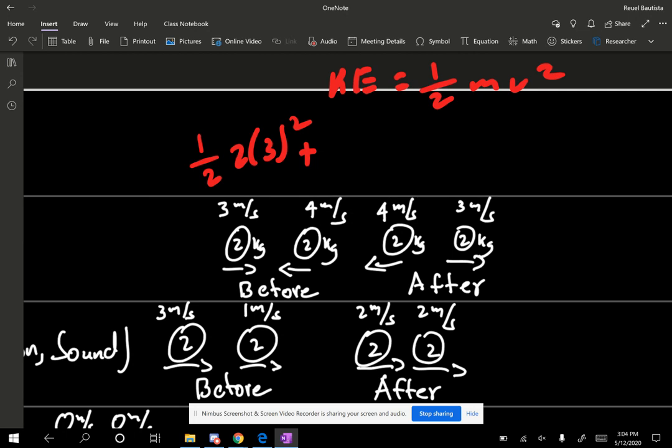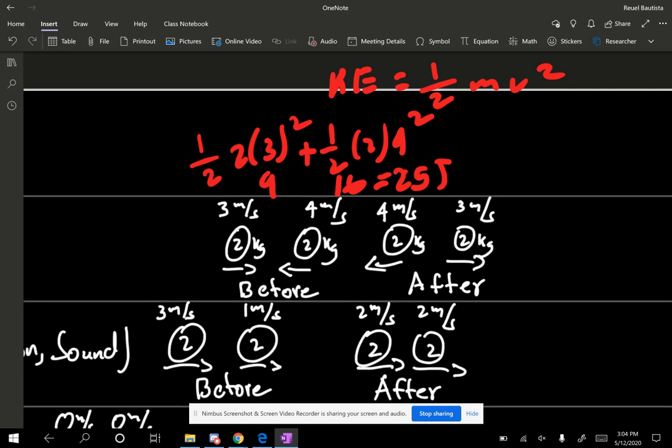Even if they're moving in opposite directions, kinetic energy is scalar, so that doesn't matter. So we have 1/2 times 2 times 4 squared. Now we're going to add this up. 3 squared is 9, and 1 times 9 is 9. 4 squared is 16, and 16 times 1 is 16. If you add this up, the kinetic energy of the system before is 25 joules.